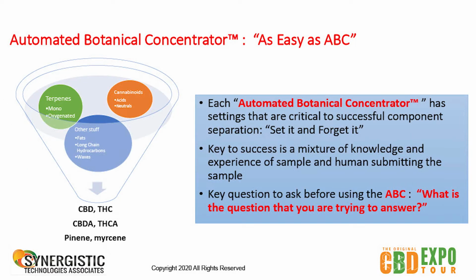So this is the automated Botanical Concentrator. And I like to say it's as easy as ABC. So within that, you just ask it for what you're trying to get. You're just wanting to do an automatic concentration, so you're going to ask it for CBD or THC or CBDA or some sort of terpene. So a lot of people look at it as a magic box. They really believe that this type of technology is available, and it's not.